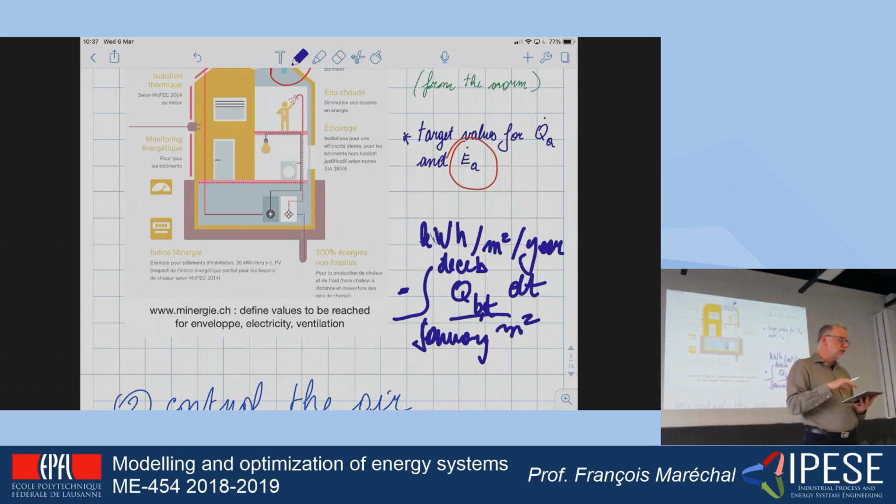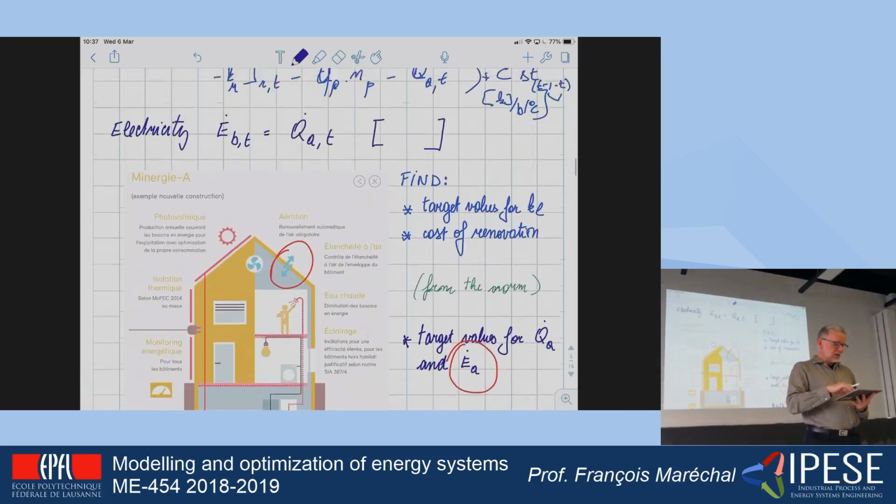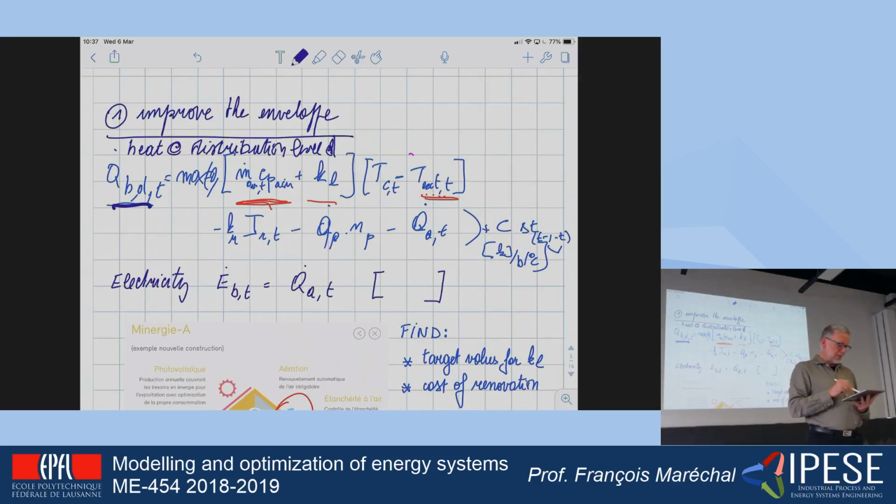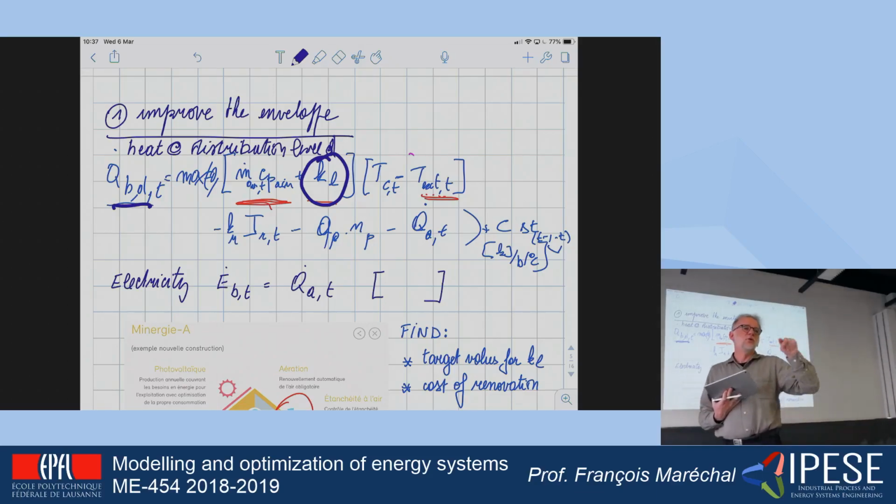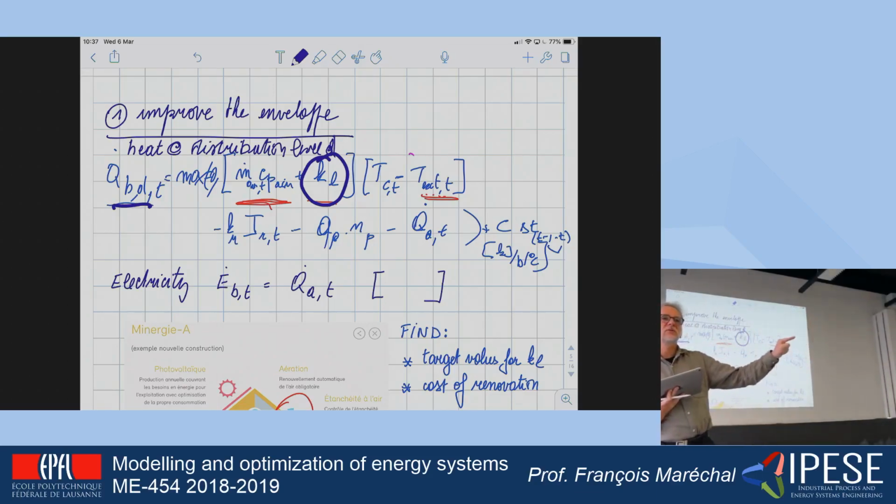And then what you can do is to go back to the equation that you have here and deduce the heat transfer coefficient, or the heat deperdition coefficient, sorry, of all the walls, so the sum of all the walls, that will allow you to reach the target.